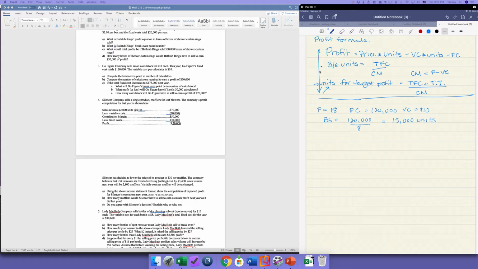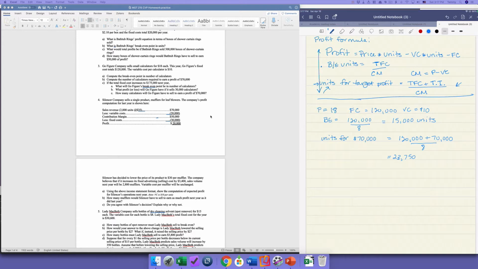How much do we need to sell in order to return a profit of 70,000? So units for 70,000 is going to be this formula here. So that's 120,000 plus 70,000 over $8 contribution margin each. So that's equal to 23,750 units.